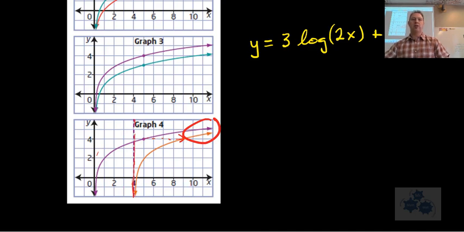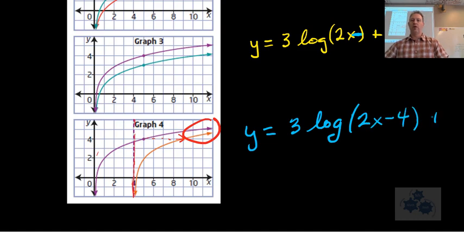So how do I change this? Finally, y equals, how do I put that? I have to put that in here somewhere, don't I? So y equals 3 log of, and I have to be careful here. Tell me if this is okay. 2x, I'm moving 4 to the right, so I'm going to subtract 4. Does that look right? I heard a no. Okay, why not?